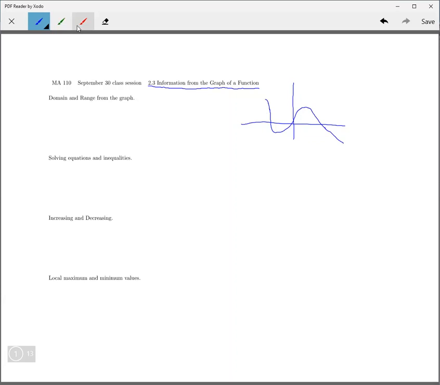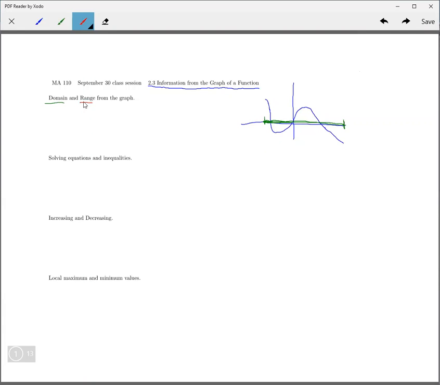Okay, and then the domain is going to be the set of x values. And you can kind of tell, okay, where does it start, where does it end? And that's going to be the domain. Now, sometimes this can go on forever, so you kind of have an idea that that's going to be the case. And you can only see a finite part of the graph, so you got to keep that in mind.